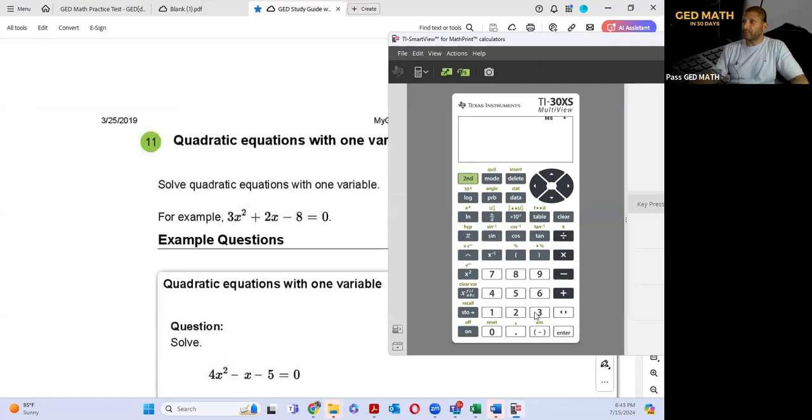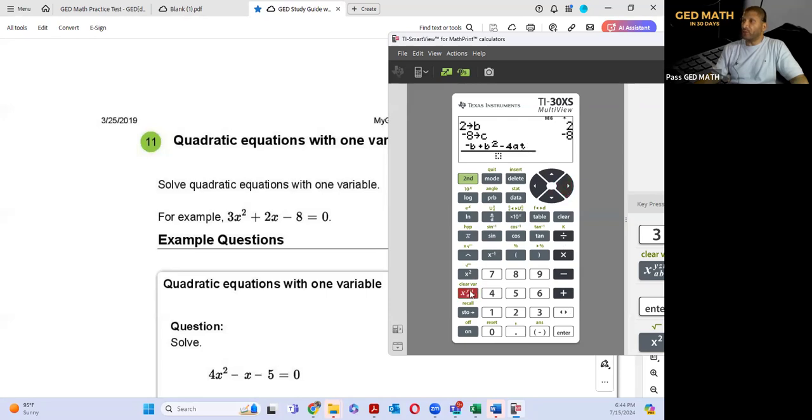Watch this. 3 store A, 2 store B, minus 8 store C. And the square root of minus B plus B squared minus 4AC. This is the formula that they give you on the GED formula sheet.